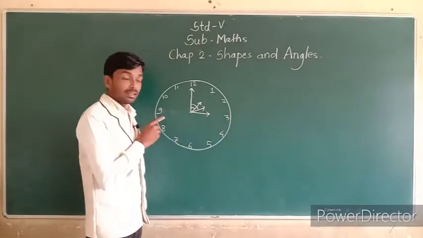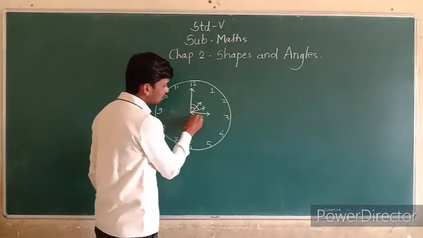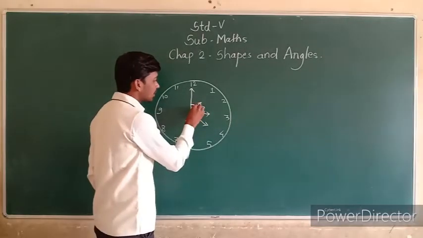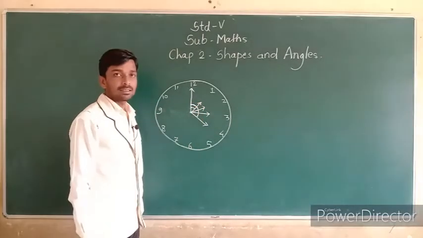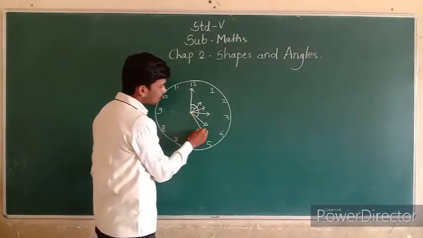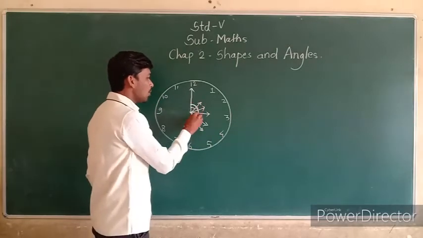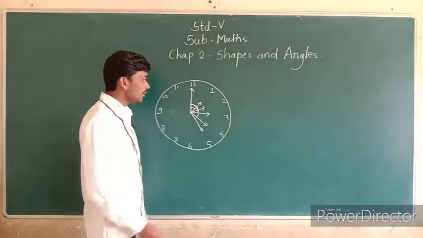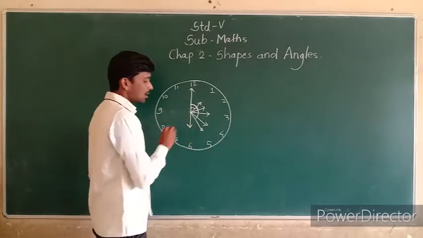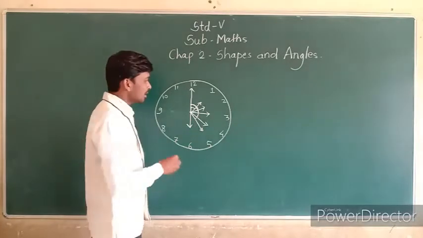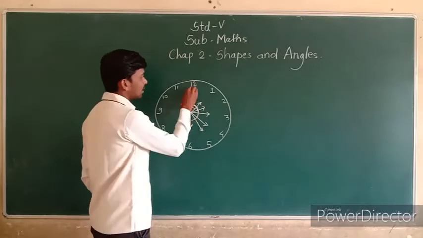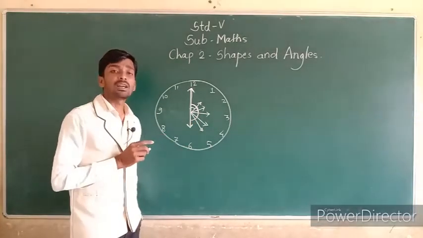called a right angle. When the hour hand goes on 4, from 12 to 4, that is called more than a right angle. When the hour hand goes on 5, that is also more than a right angle. And when the hour hand goes on 6, it forms a straight line.